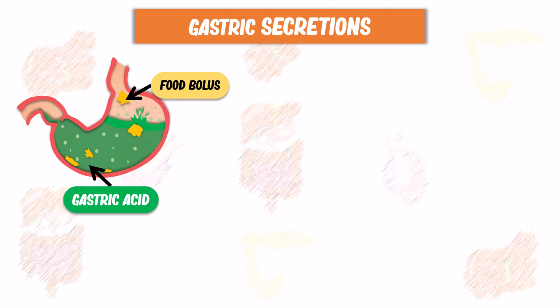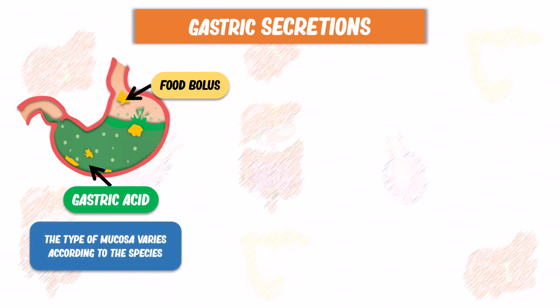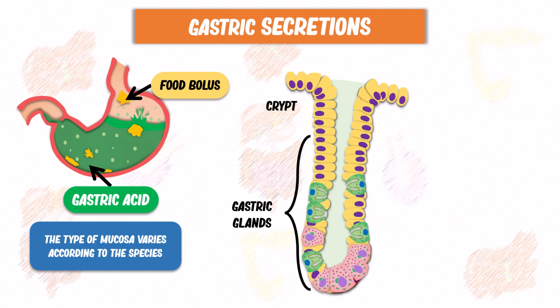In the mouth, food is formed into a bolus to facilitate swallowing. Upon reaching the stomach, this bolus mixes with gastric juice. Depending on the species, we can observe two distinct types of gastric mucosa: fully glandular mucosa in carnivores, and in equines, both glandular and non-glandular mucosa, separated by a line called the gastric fold margin. The glandular mucosa contains numerous crypts that are continuous with the gastric glands.